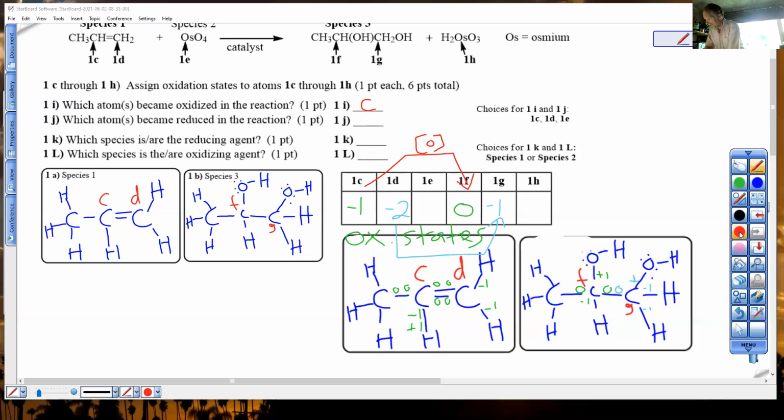Also oxidation. You know how I know? The number went up. I don't think I said that before. The number went up. Oxidation means your oxidation state gets higher. And so that means atom D also became oxidized. Yes, we can have more than one atom becoming oxidized.